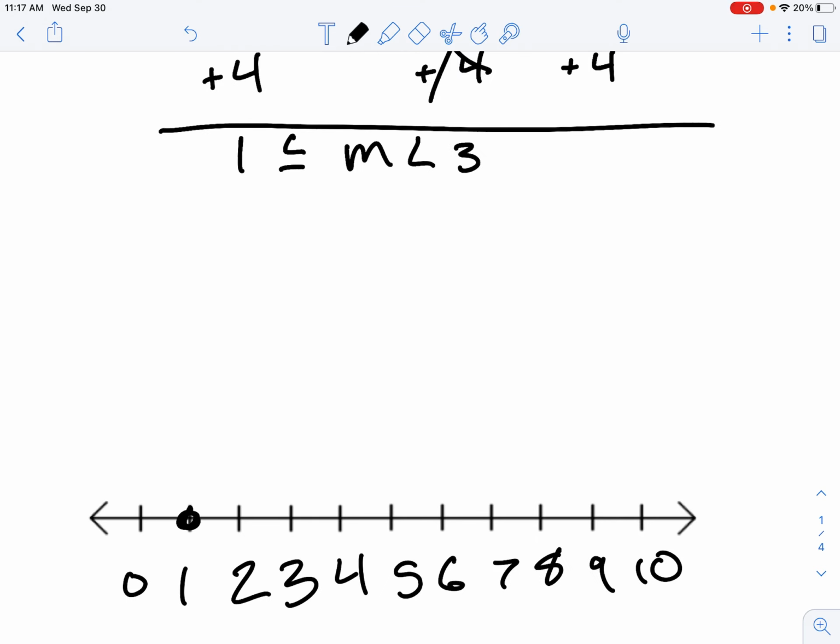So fill in my circle here. This is an AND problem because we don't have the word OR in there. And at 3, I'm going to have an open circle because there's no equal sign. And I can just connect those, just like that. We're done.